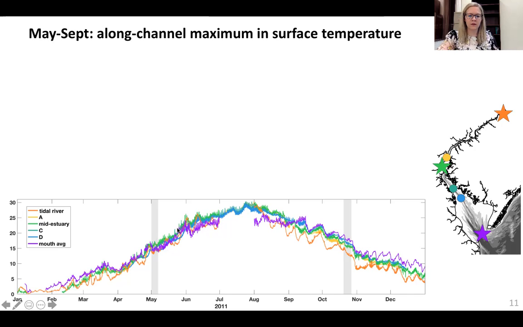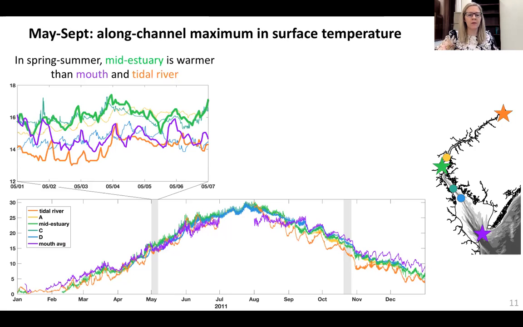And you can see that all the way through May, all the way through September. So that is indicating that there is a along estuary maximum in surface temperature. I'm going to zoom in on just a week in May and demonstrate that a little bit more. So I think the zoomed in picture is a little bit more obvious, right?